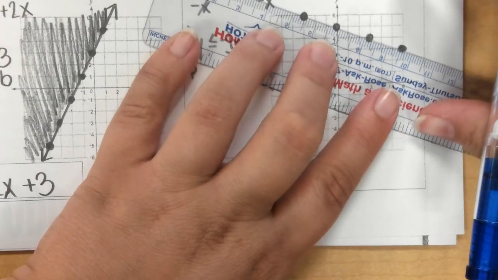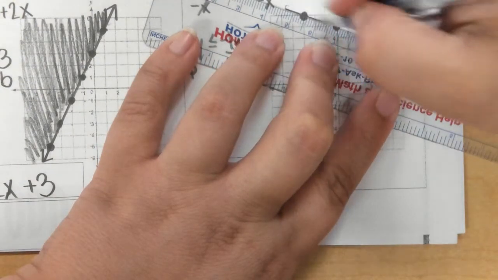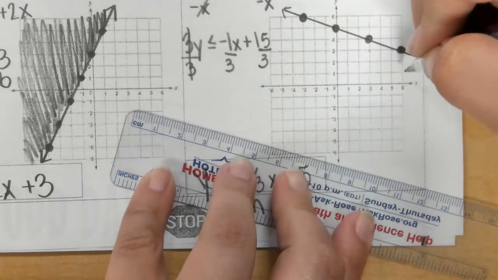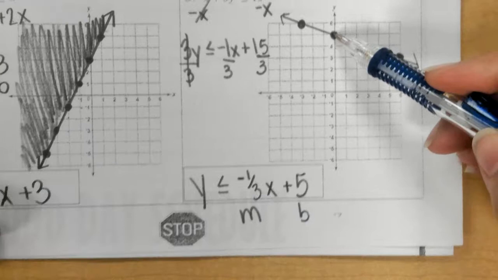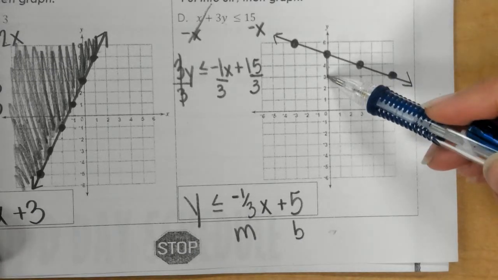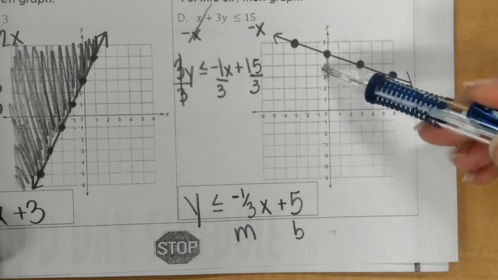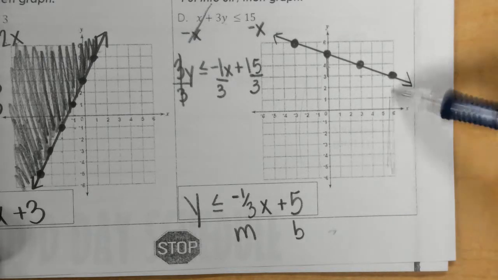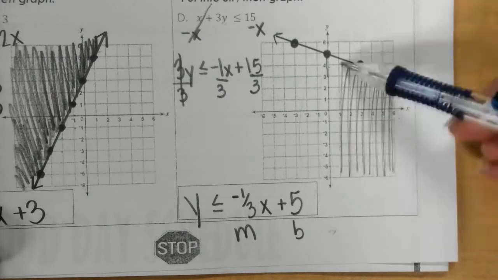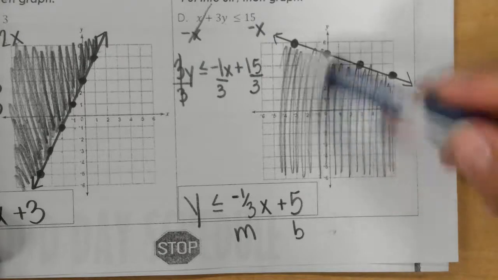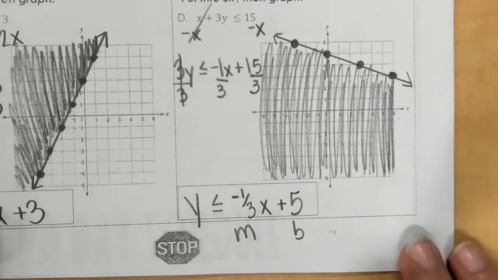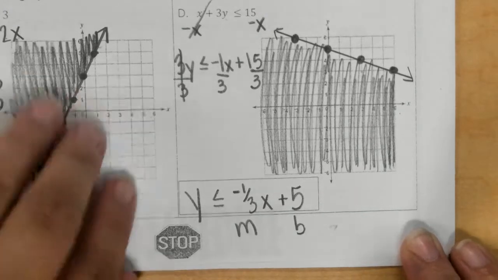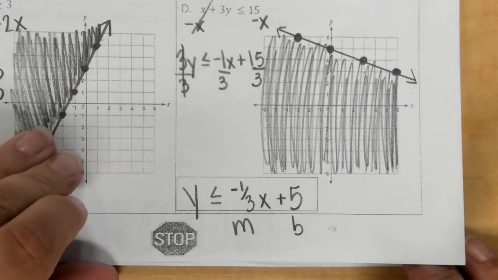And then this is less than or equal to. So for this one, I'm going to have that solid line still. And go back to where I began at 5. And it's less than, which means down. So that means that everything on this side of the graph is going to get shaded. And that is it.